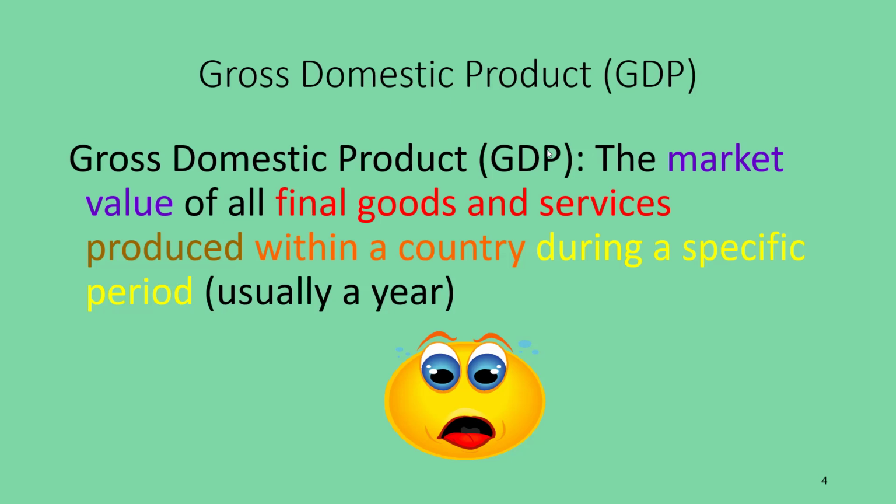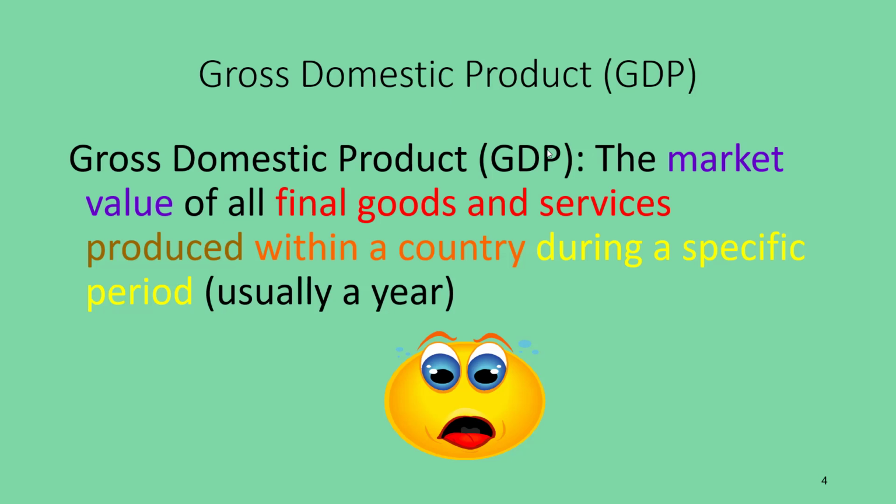Now, there's a reason why this definition contains all these different colors. It's not just that I was tripping hard on something when I wrote these slides, but in reality, what we're going to do is we're going to break down this definition and again talk about what we mean by market value. Again, that's a very specific part of that definition. Then we'll talk about what we mean by final goods and services, what we mean by something being produced versus just transferred, what we mean by within a country, and then what we mean by during a specific period.